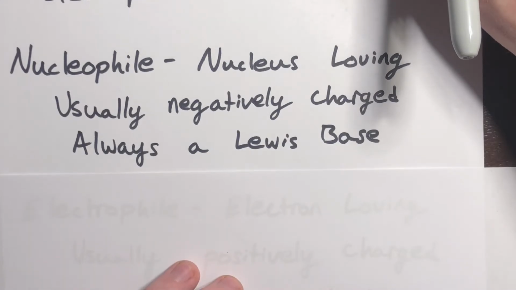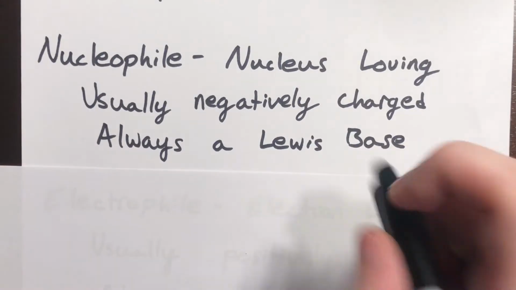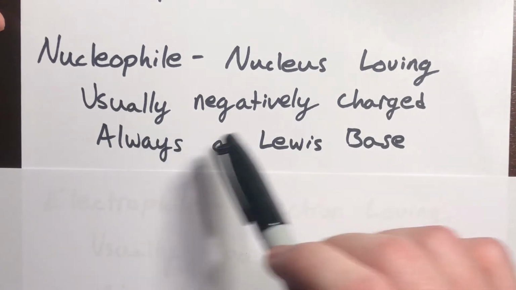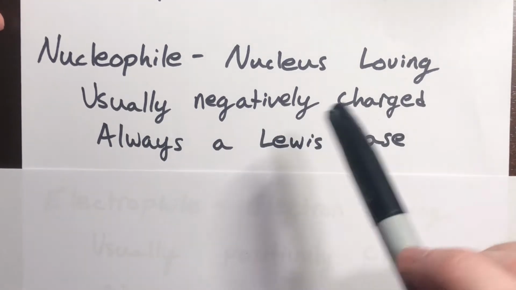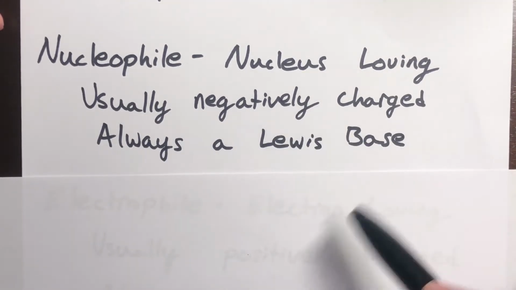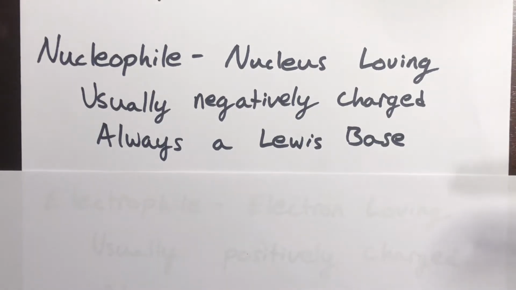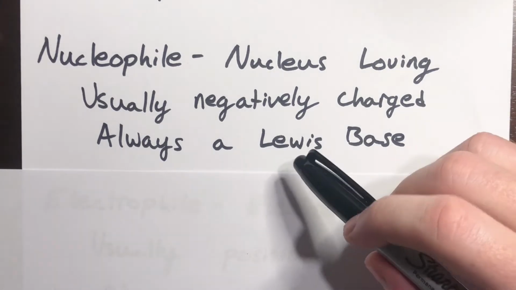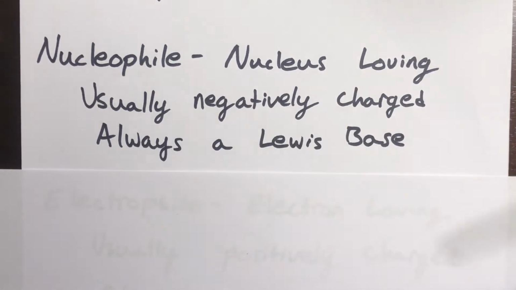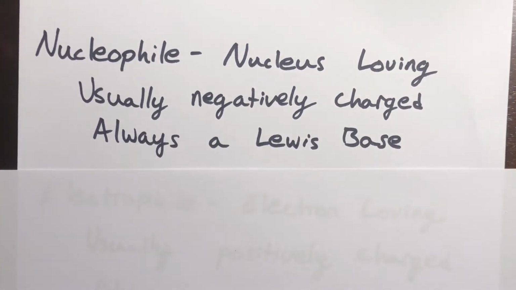So we'll start with a nucleophile. Nucleophile is nucleus loving, which usually means that they're going to be negatively charged, and they're always going to be a Lewis base. So you're looking for a lone pair or some other electron-rich part of a molecule, so maybe a pi bond or a lone pair or a negative charge, that part of the molecule will function as a Lewis base and nucleophile, depending on the situation.